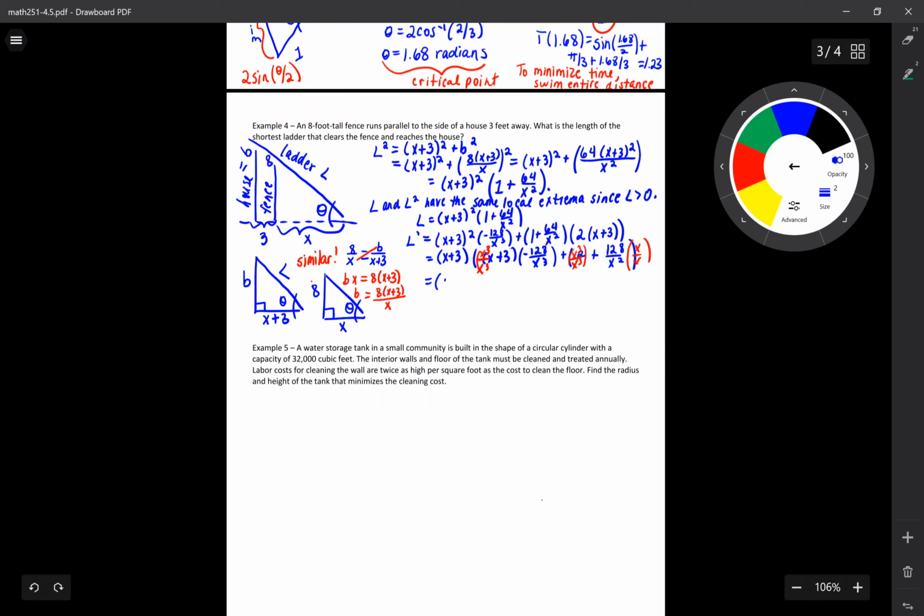This will make it so that all of our denominators are equal to x cubed. So I still have that x plus 3 out in front, and all of this will be over x cubed now, right? So I have x plus 3 minus, that 128 was already over an x cubed, so I didn't need to do anything there, plus I have x cubed times 2, so that's 2x cubed, plus 128x.